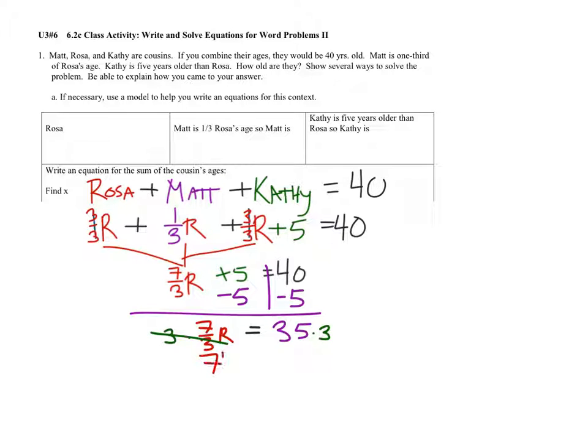So we have 7 Rosas now equals 105. And now, when we divide both sides by 7 to get one of Rosa's age, then we find that we get 15. So Rosa is 15 years old.